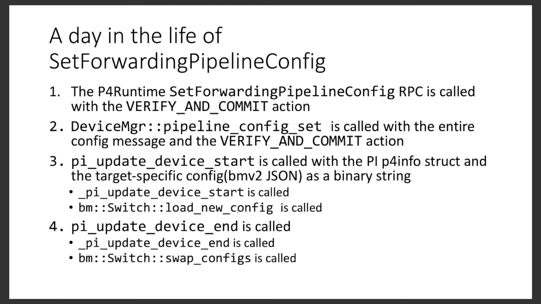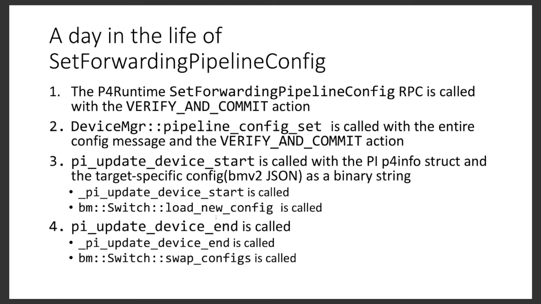After that, in theory, there's some time where you can install entries for your new data path, which are not going to impact the current data path. So after PI update device start, the old P4 program is still being used, but if you send table entries, they're going to apply to your new data path. So that gives you a window of time in which you can prepare all your table entries, for example. But at the same time, packet forwarding using the old P4 program, the old P4 data path, is not affected.